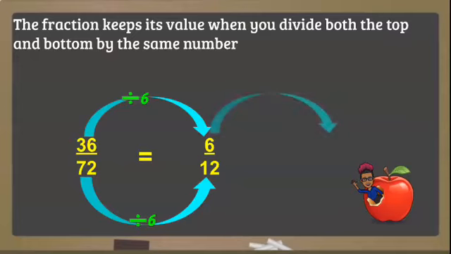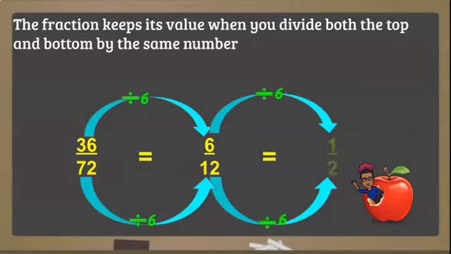We can further divide the fraction 6/12. So our numerator 6 divided by 6 again, and denominator 12 divided by 6, gives us the equivalent fraction half. So a half is equivalent to 6/12, which is also equivalent to the fraction 36 over 72. 36 over 72 is also equivalent to half.